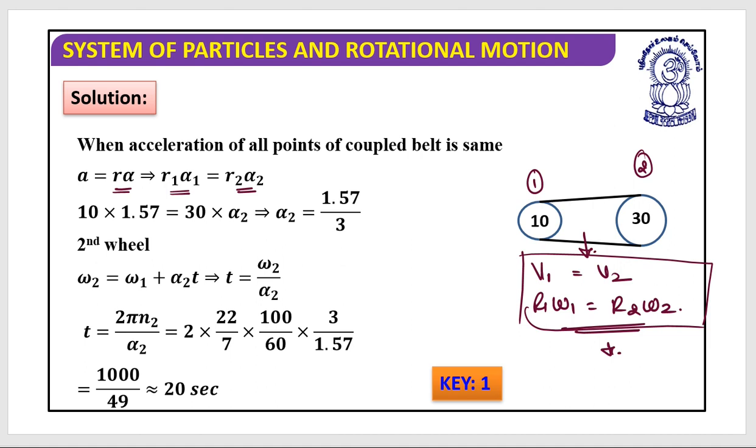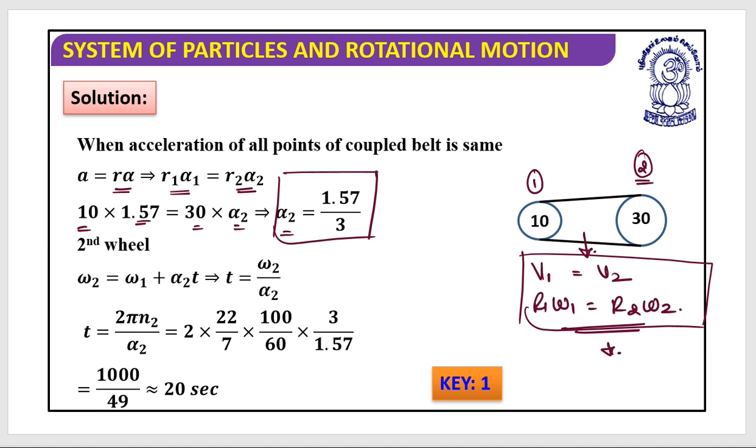So now let's go back to the question. r1 alpha 1 is equal to r2 alpha 2. I have been given the radius of the first wheel, it's 10. It's 10 multiplied by alpha 1, which is 1.57. This is equal to 30 into alpha 2. From this I get alpha 2, which is equal to 1.57 divided by 3.